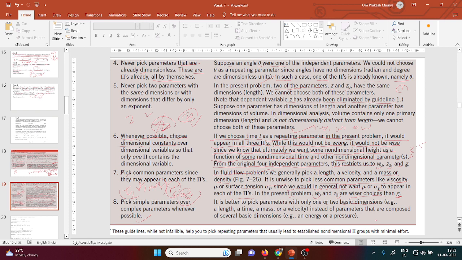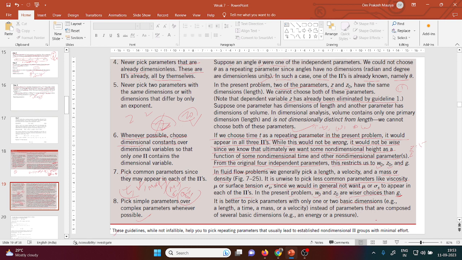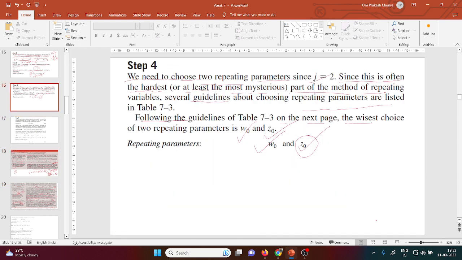One line is written here: these guidelines, while not infallible, help you to pick up the repeating parameter that usually lead to establish non-dimensional pi group with a minimal effort. This is not a hard and fast rule, but after solving lots of problems, these guidelines are only given here. So we'll move on to question number 5.